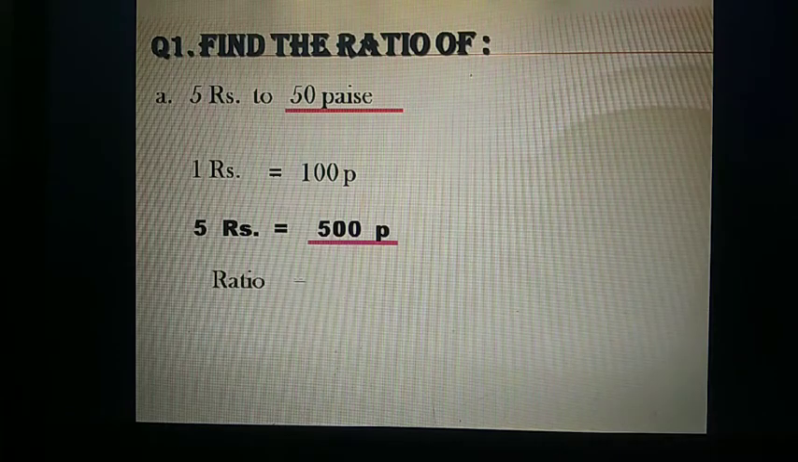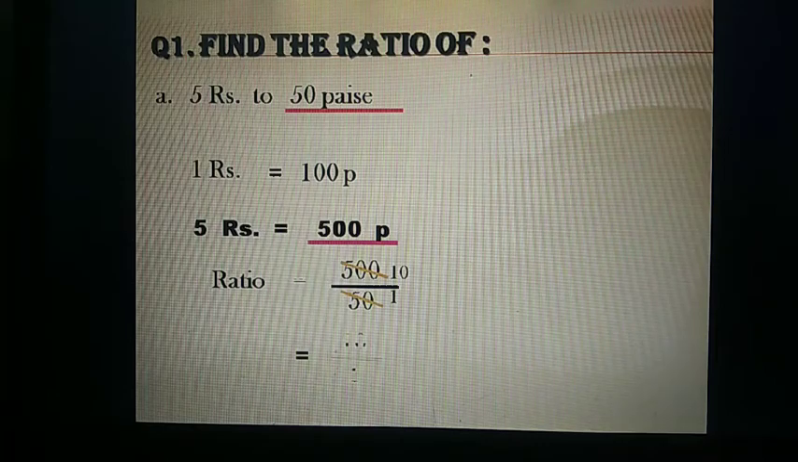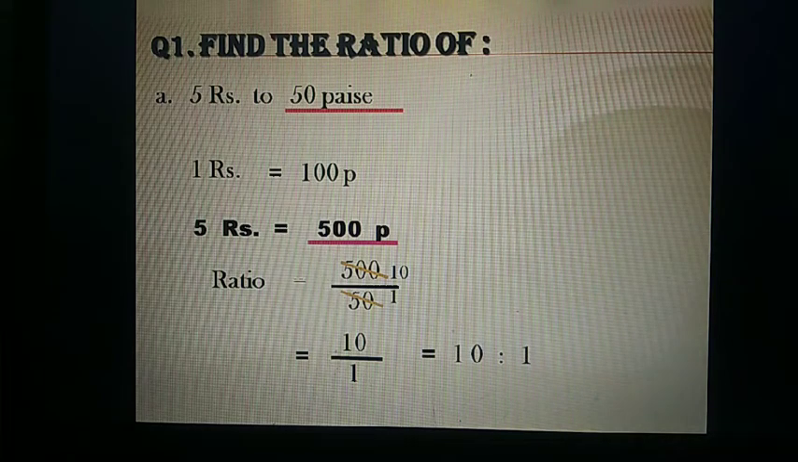Now, calculating ratio, dividing the both values, converting into the simplest form, highest common factor is 50. 50 ones are 50, 50 tens are 500. Now this is a fractional form. We want to write the answer in ratio, that is 10:1. Simplest form with a colon sign.